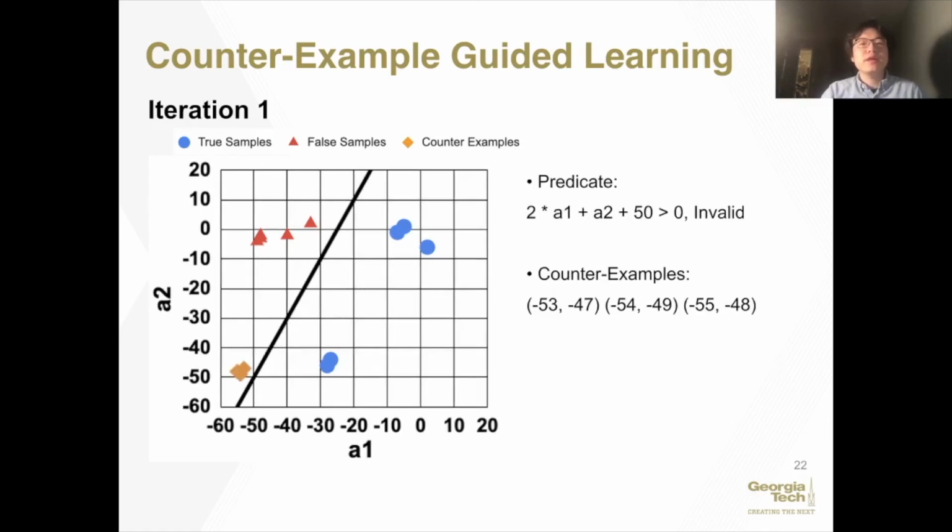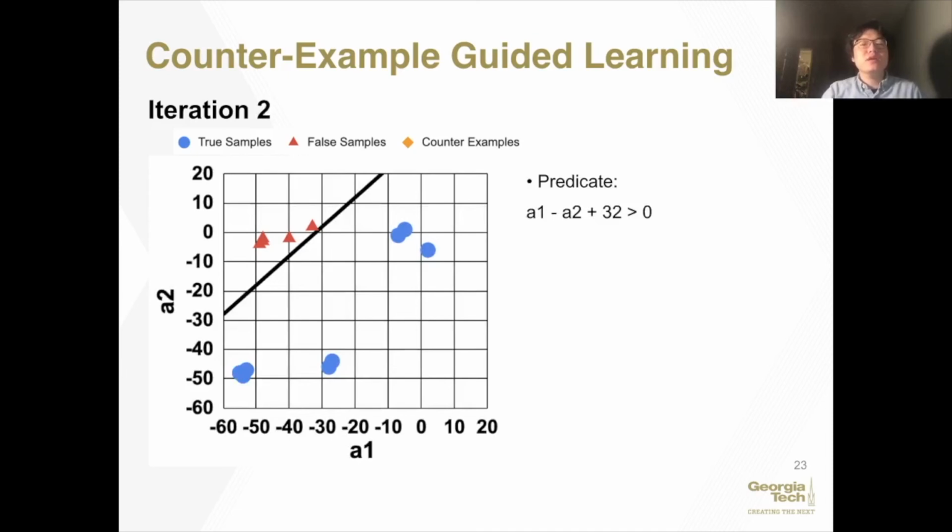Then we verify if this learned predicate is valid, and we find out it's invalid. So we can generate counterexamples, marked as yellow diamonds. These counterexamples should be classified as true samples, but now they're being classified as false samples. So we add these counterexamples into the true sample set and start the next learning iteration.